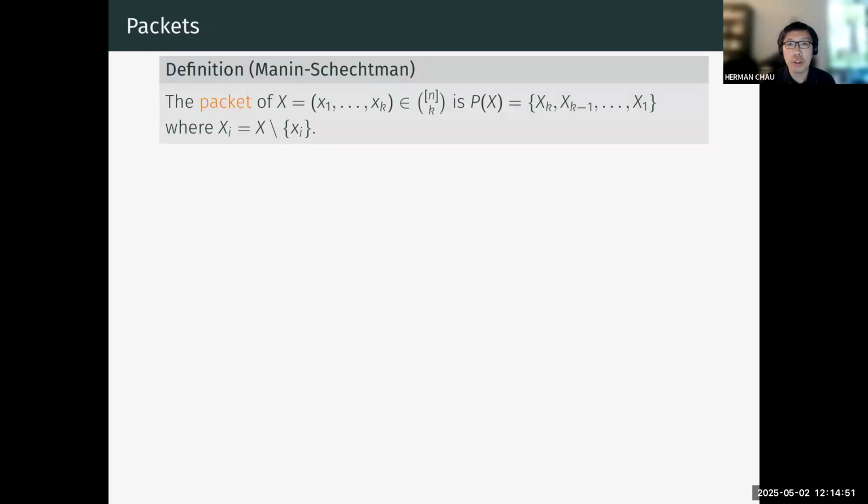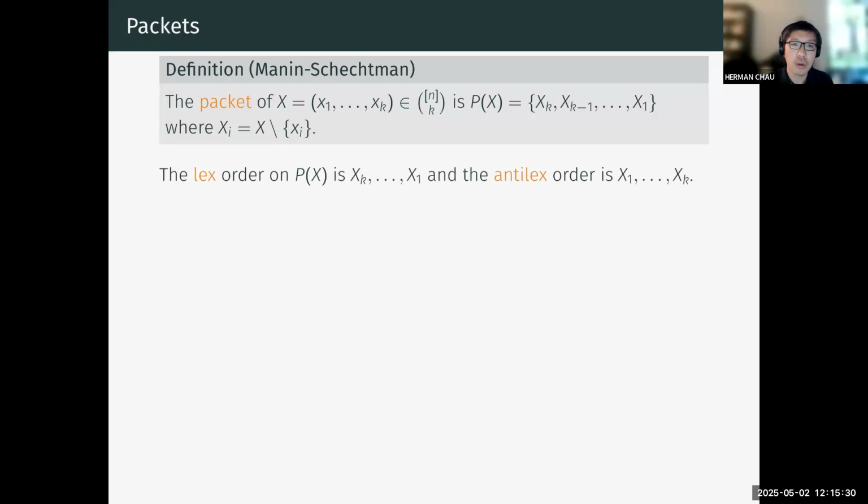Okay, so we'll need some definitions to fully define the higher Bruhat orders. The first thing I want to introduce is something called a packet. Here we start off with a subset X = {x_1, ..., x_k}, and I should mention we're assuming all our subsets are ordered in increasing order, so x_1 < x_2 < ... < x_k. Then the packet of X is obtained by considering every possible (k-1)-subset. So X_k is where you delete the kth element, and so on.